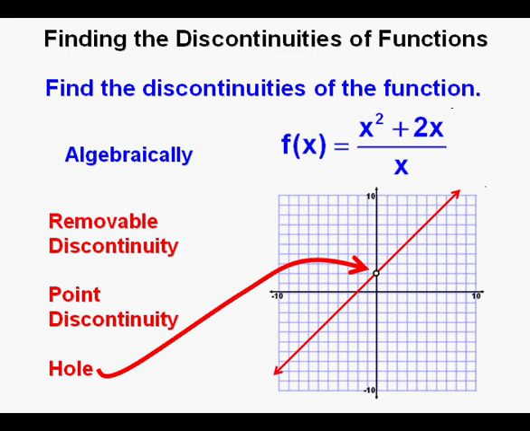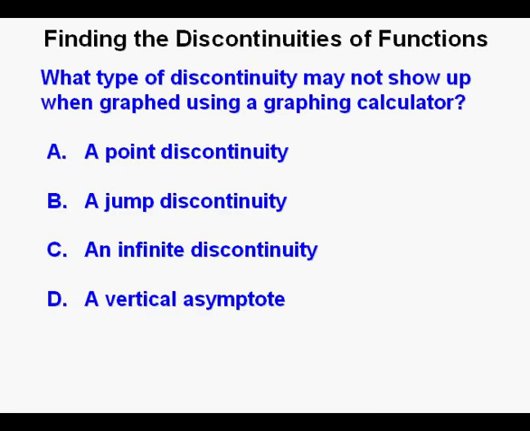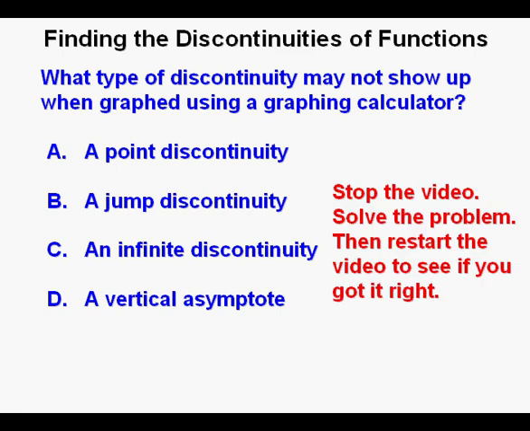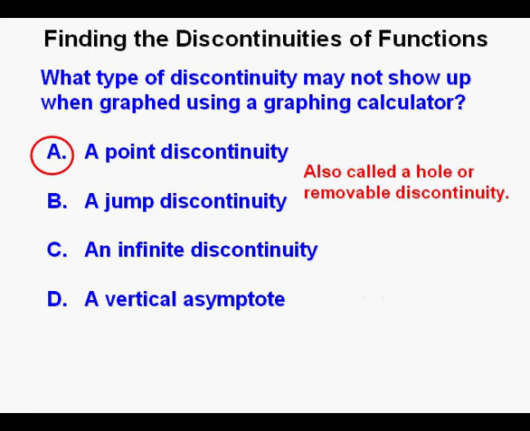Now for a problem. What type of discontinuity may not show up when graphed using a graphing calculator? Stop the video, solve the problem, then restart the video to see how you did. The best answer is A, a point discontinuity, which can also be called a hole or a removable discontinuity.